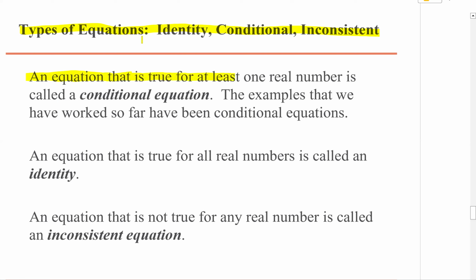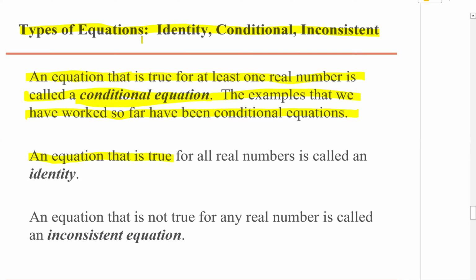An equation that is true for at least one number is called a conditional equation. The examples that we have worked so far have been conditional equations because there's only 1 or 2 solutions maybe. Which sounds crazy. It's like, well, how many solutions were you expecting besides 1 or 2? Well, below we'll see the opposite of that.